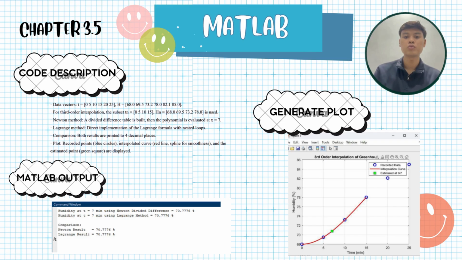In addition to the numerical result, MATLAB generates a plot to visualize the interpolation process. The original recorded data points were represented by blue circles, while the interpolated polynomial curve was displayed as a smooth red line connecting the data trend. The estimated humidity value at 7 minutes was highlighted using a green square marker, making it easy to identify on the graph. The plot clearly demonstrates how the interpolation curve passes through all known data points and accurately predicts the humidity at the required time.